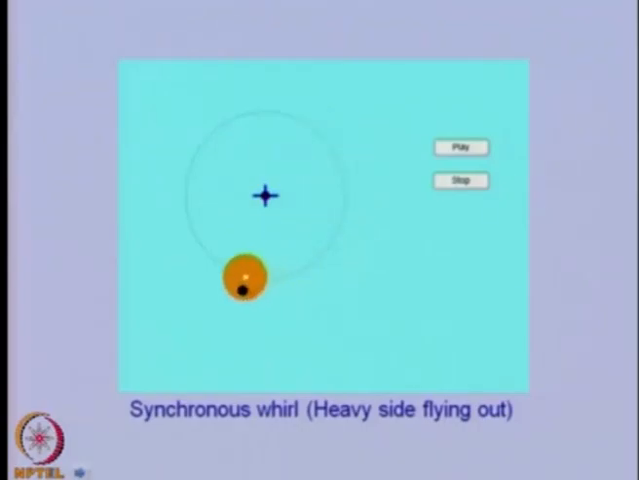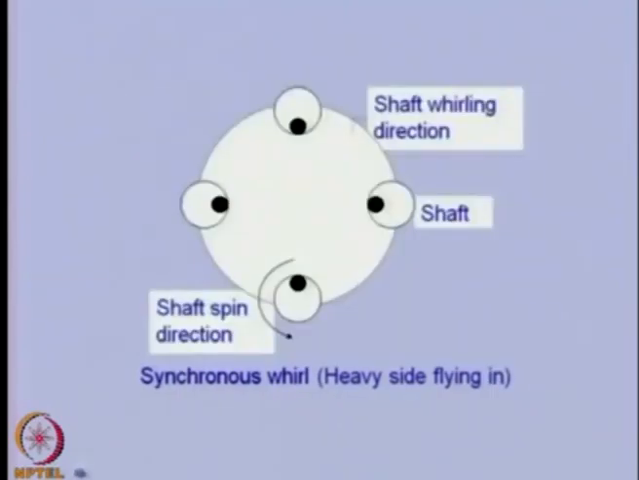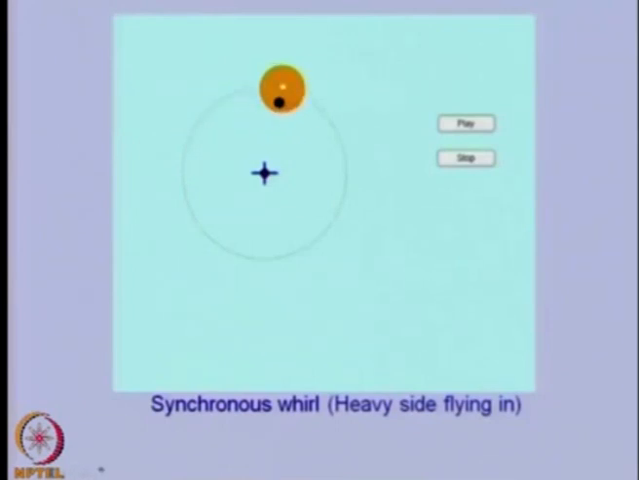The same motion as the earth and moon have, with the earth at the center, that kind of motion we can have. Once we cross the critical speed, the heavy side comes inside, and you can see that it is always inside during the whirling. This is the animation of that, in which the rotor is whirling. Generally this will occur when we are operating above the critical speed, and the heavy side will be inside all the time, and because of that you can see that vibrations will be less, because the unbalanced force will be toward the bearing axis.